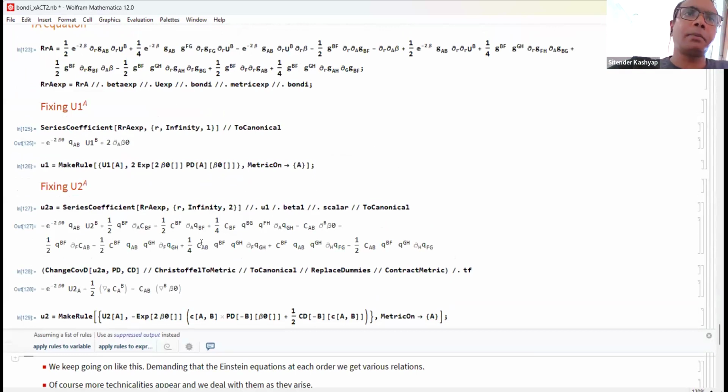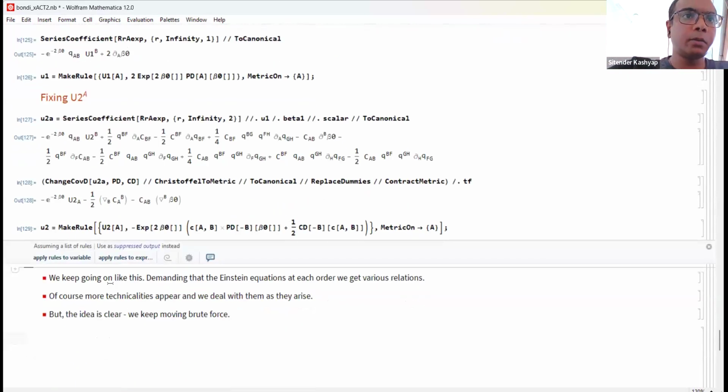So I think from here we can keep going on like this, demanding that the Einstein equations are satisfied at each order, and we get various solutions. Of course, more technicalities appear as we go along, but the idea is clear. We keep moving brute force. So yeah, that's it from my side. There are various other equations, and we can keep repeating this procedure. There will appear many identities that we'll have to take into account, but that's all.